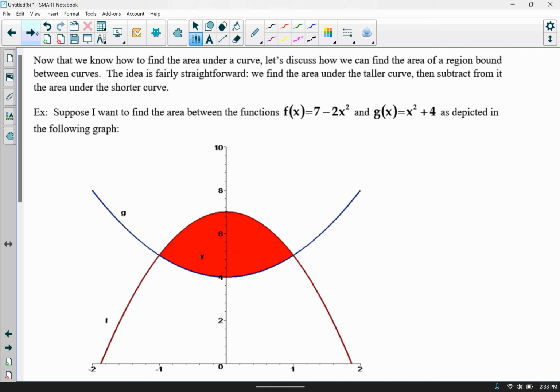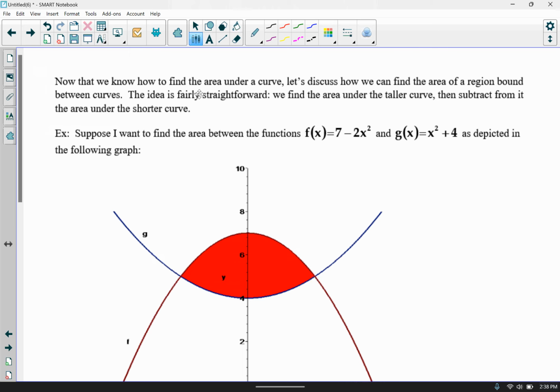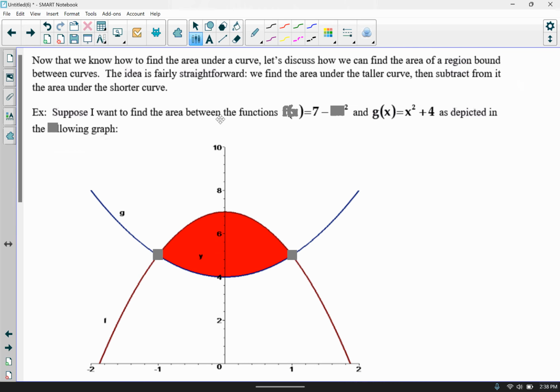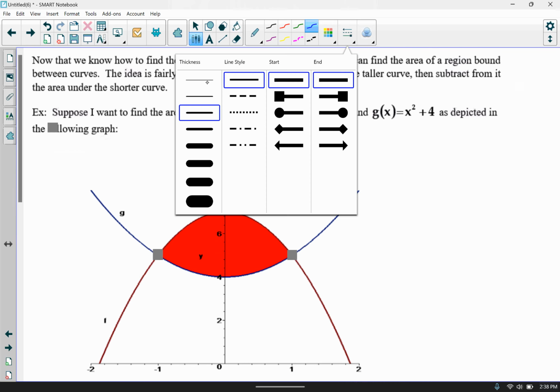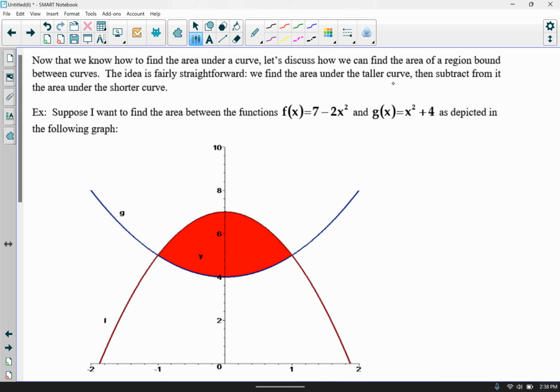And in these last few examples here, we're going to talk about finding the area between two curves. If you recall, anytime we find an integral, it always finds the area underneath that curve, bounded by the x-axis and the curve itself. So if we want to find the area between two curves, hopefully the idea here will be pretty straightforward for us. It's always going to be the area under the taller curve, or the area on top, and then you're going to subtract from it the area under the shorter curve, the area on the bottom.